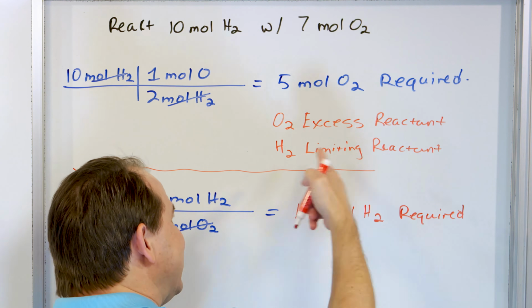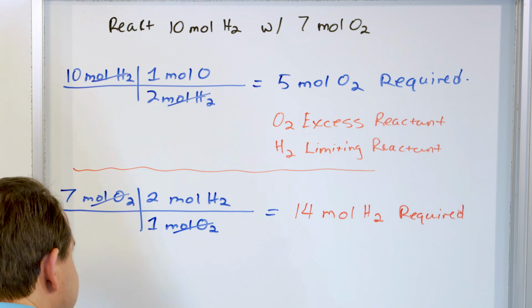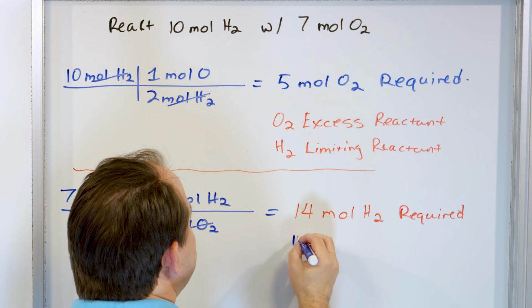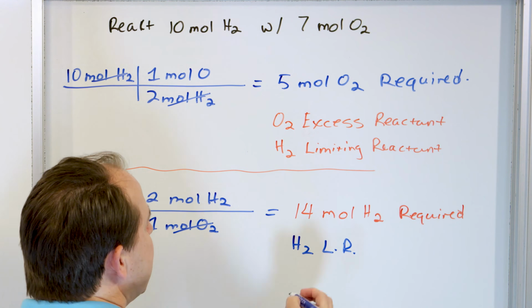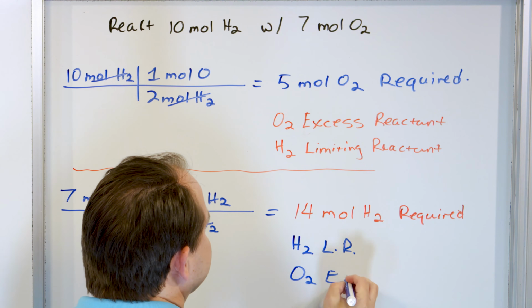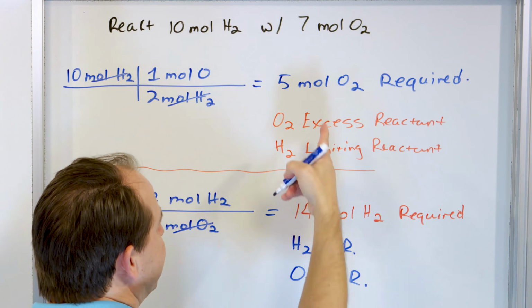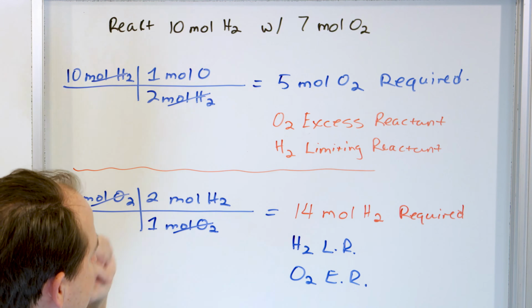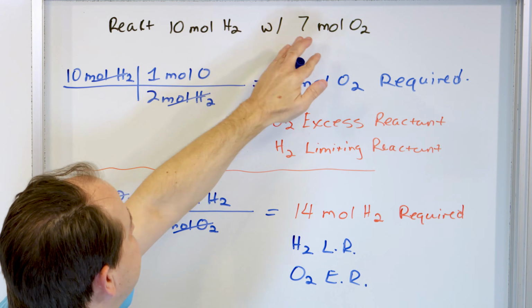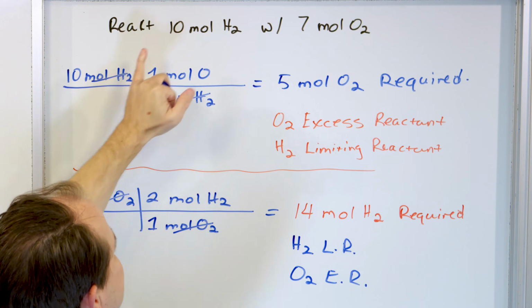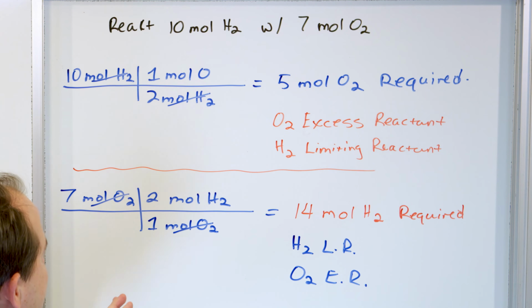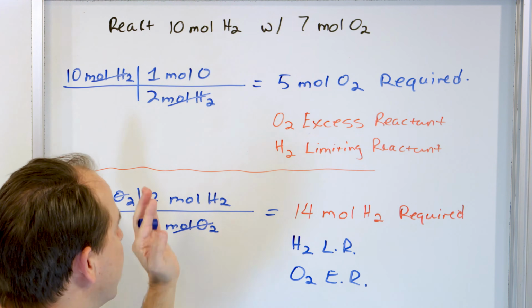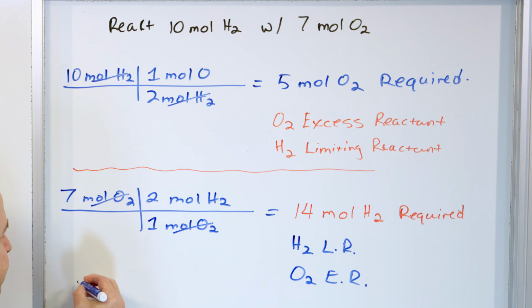And so the same exact logic tells you that hydrogen is the limiting reactant. I'm going to put LR for limiting reactant. And the oxygen is the excess reactant. This is limiting reactant, excess reactant. It's the same exact conclusion that we drew above. Whatever reactant you start with, if you calculate how much of the other reactant you need, then you can deduce which one is the excess and the limiting reactant. No matter which reactant you start with, you're going to get to the same conclusion.